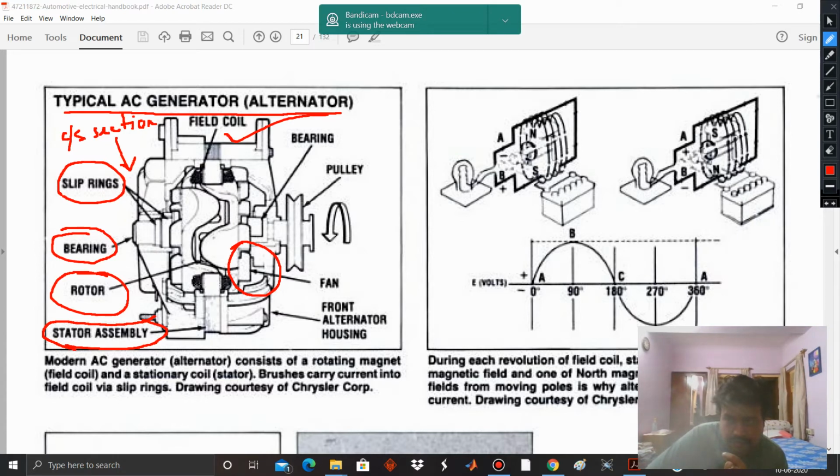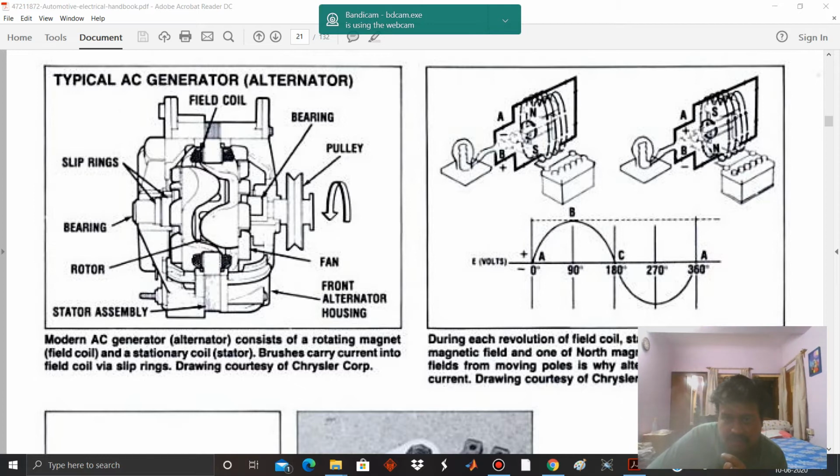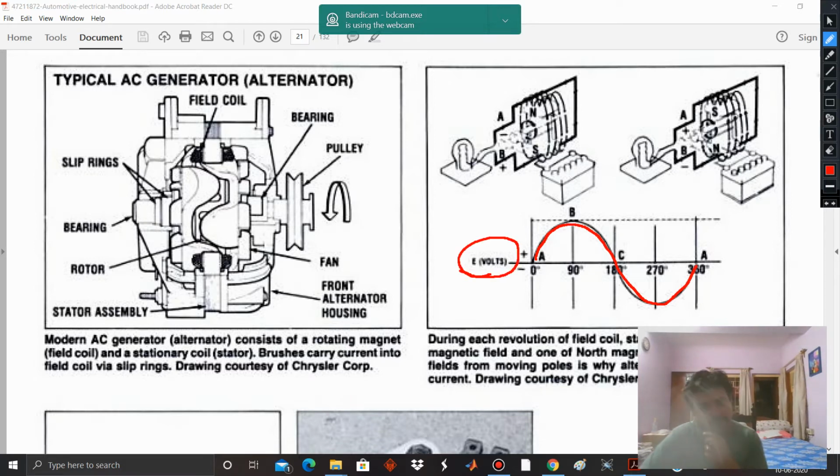Now a schematic diagram of the basics has been presented over here. You see, here we have a circuit connection. Here this is the rotating part, and here we have the field. So what is happening at the output? We are getting an AC in the output. It is measured in volts and symbolized by E.